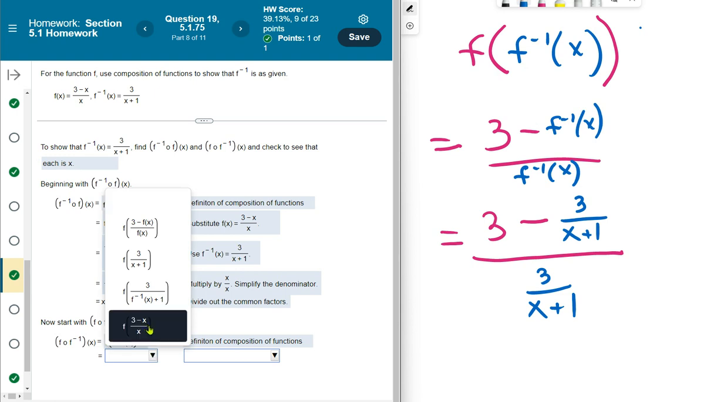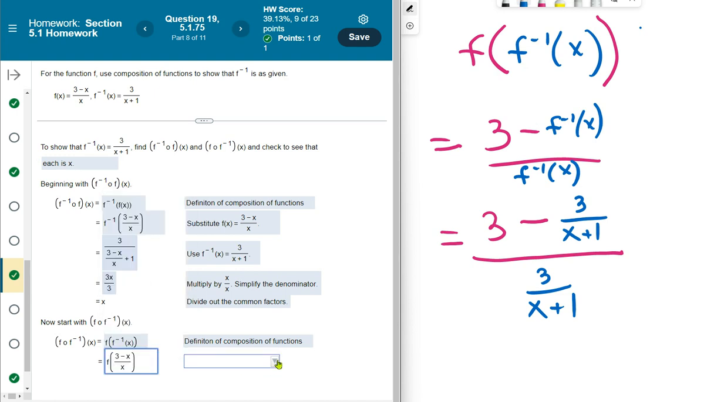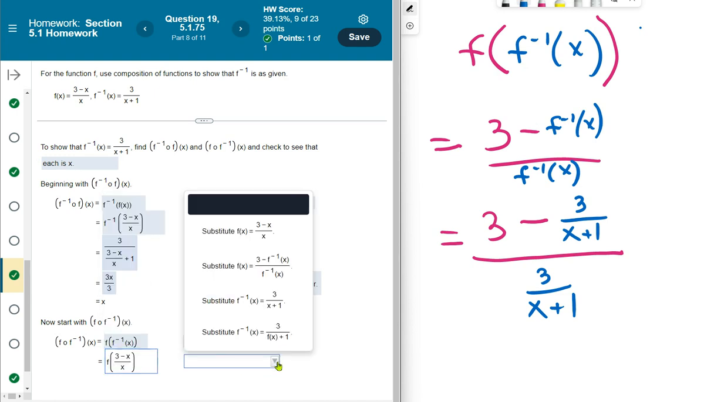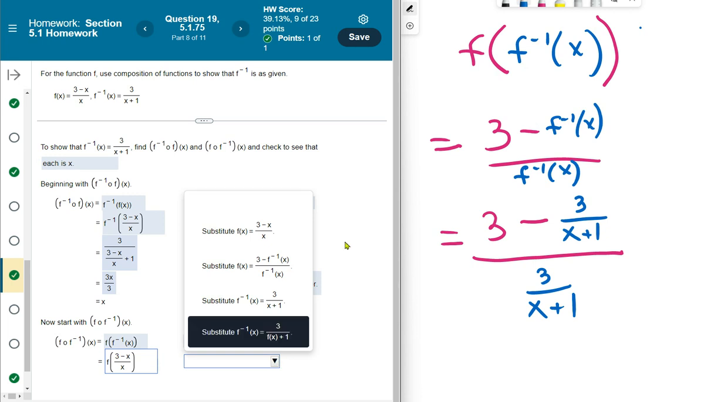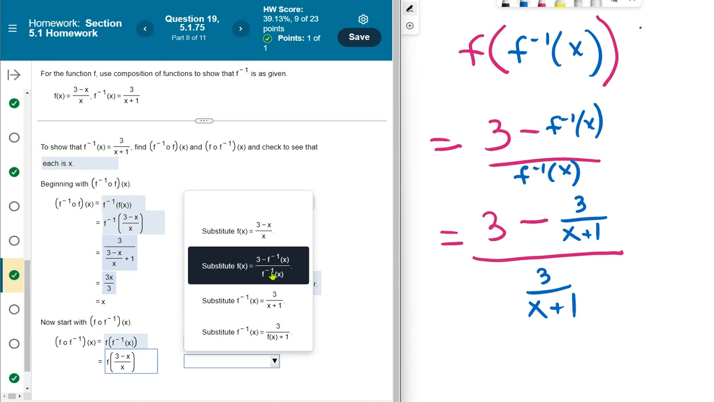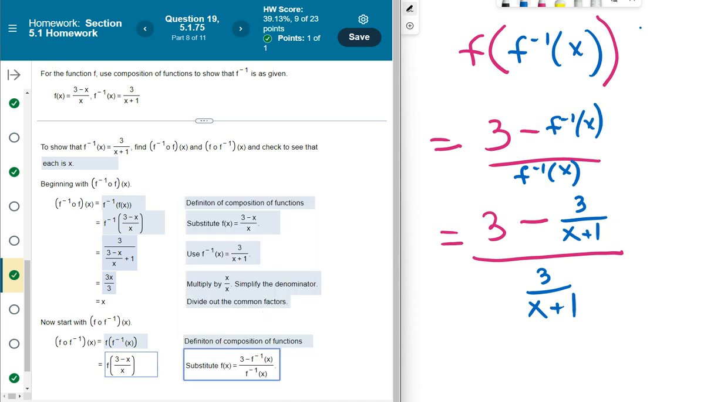Oh, I had it right the first time. It was just this. Use f of 3 minus x over x, which is substitute that one. I hope.